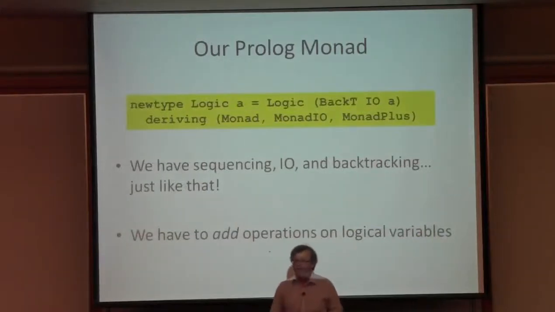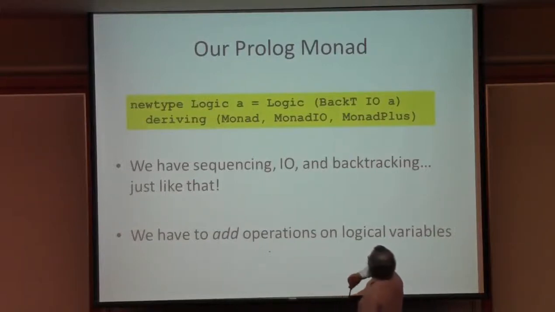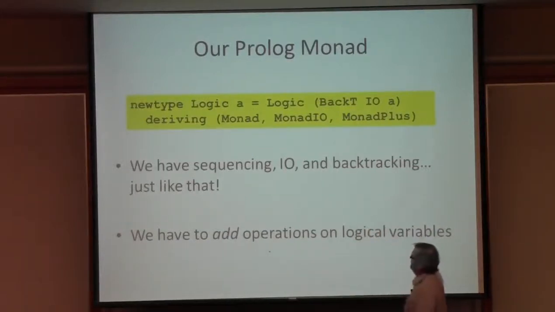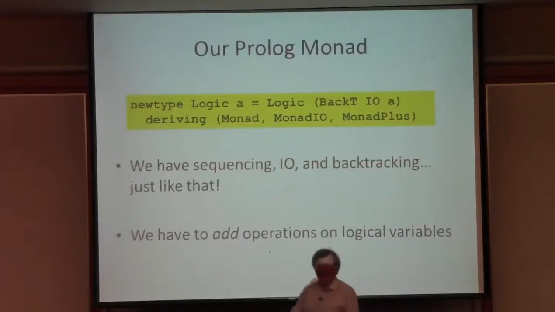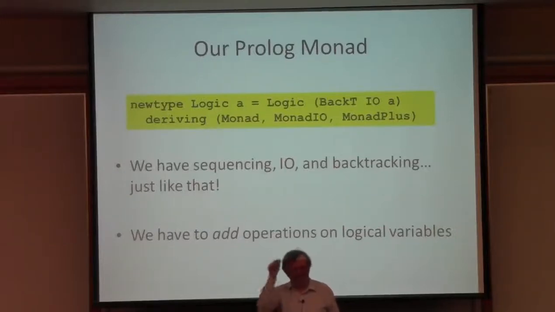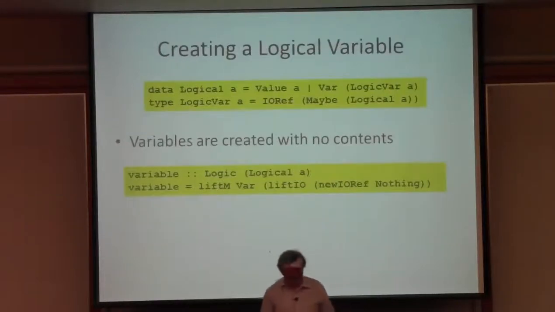OK, so here's my Prolog monad. I've called it Logic. And Logic of A is isomorphic to BackT I/O of A. And now I can just derive a Monad instance, a MonadIO instance, and a MonadPlus instance. So I've already got sequencing in this monad, I/O operations, and backtracking, just like that. Very nice. What I have to do to finish the job is provide operations on the logical variables, because they're at the heart of Prolog. So let's see how to do that.